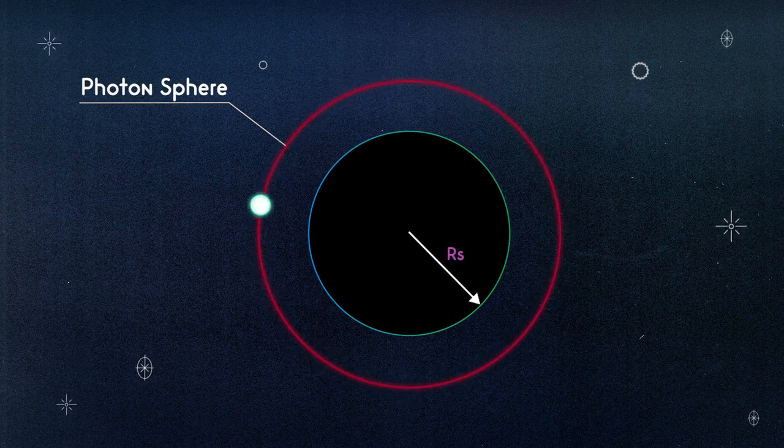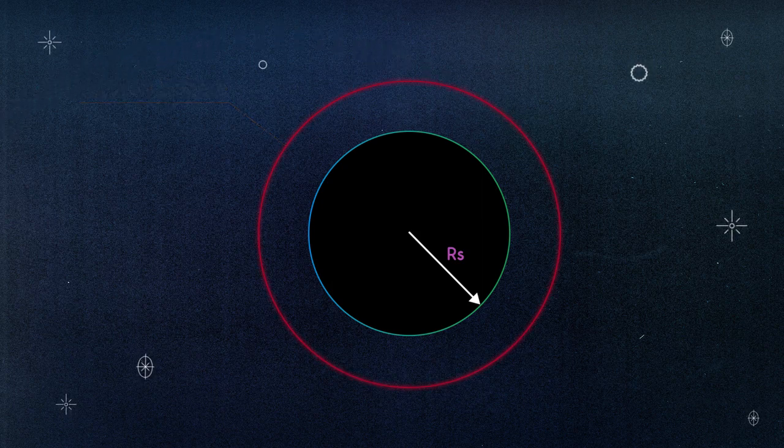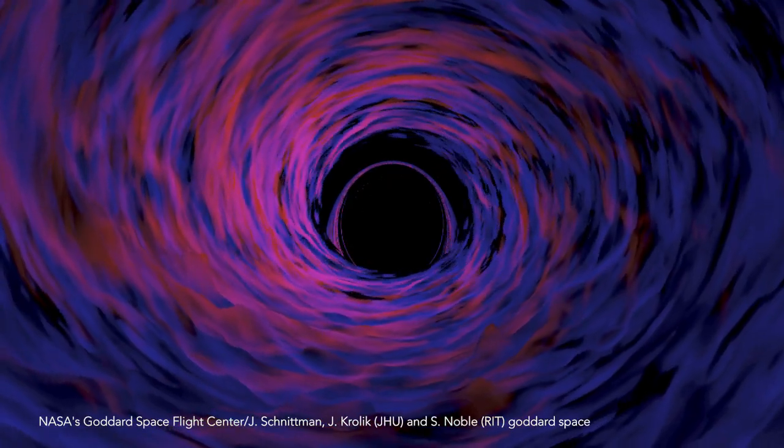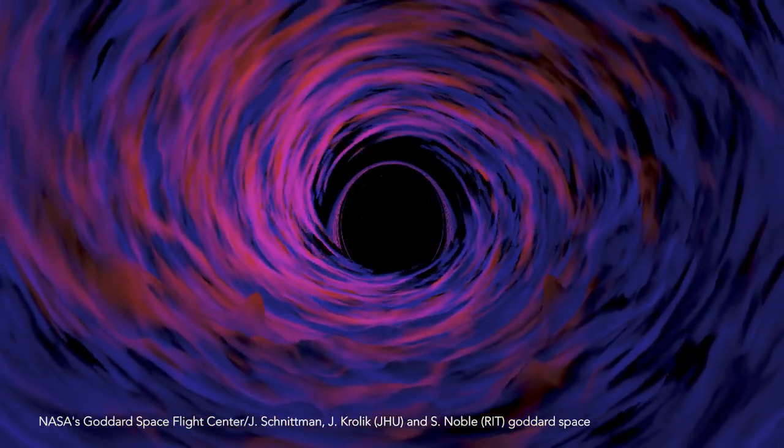If a photon becomes trapped within the photon sphere, only a small nudge is enough to kick photons away from the black hole or to send them spiraling inward. Scientists call this collection of circular photon orbits the ring of fire.